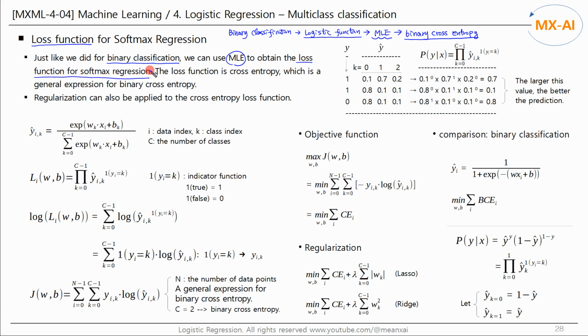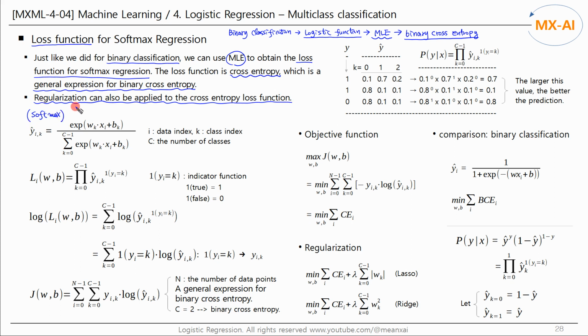This loss function is cross-entropy. This is a general expression for binary cross-entropy. And the regularization can also be applied to cross-entropy as well. The softmax function created on the previous page is as follows.